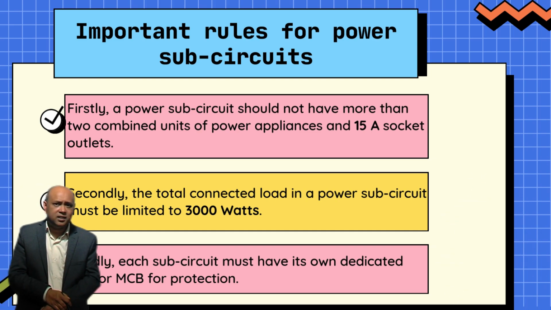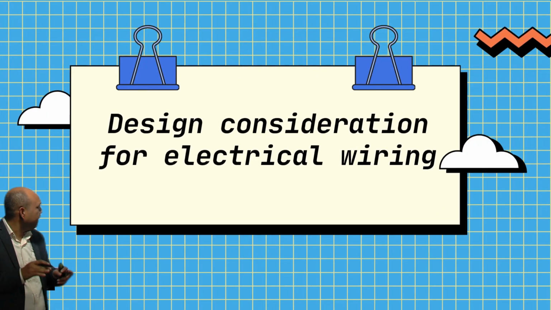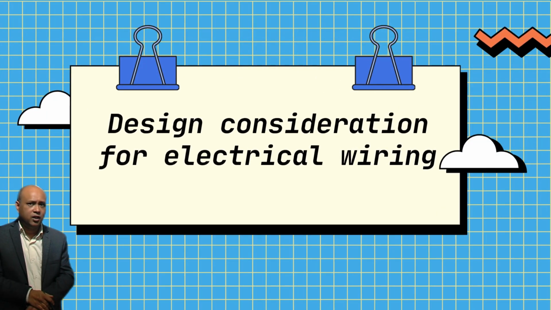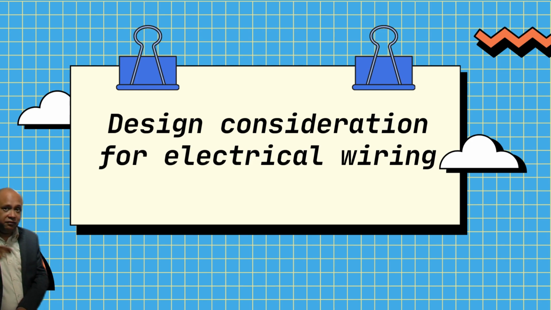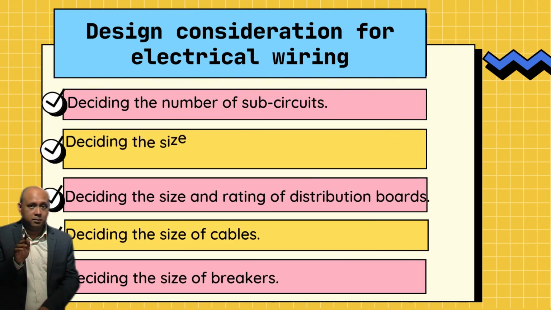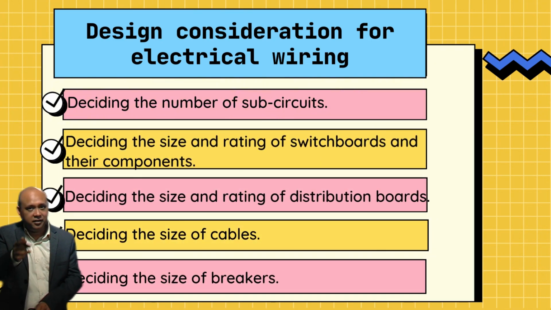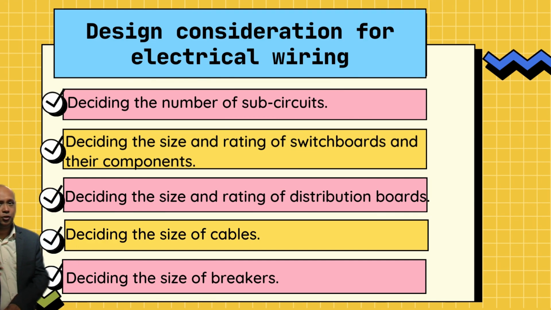Now, let's discuss the steps involved in designing electrical wiring for any given case. While designing an efficient electrical wiring, several important factors must be considered to ensure safety, efficiency and reliability. Let's go through them step by step.